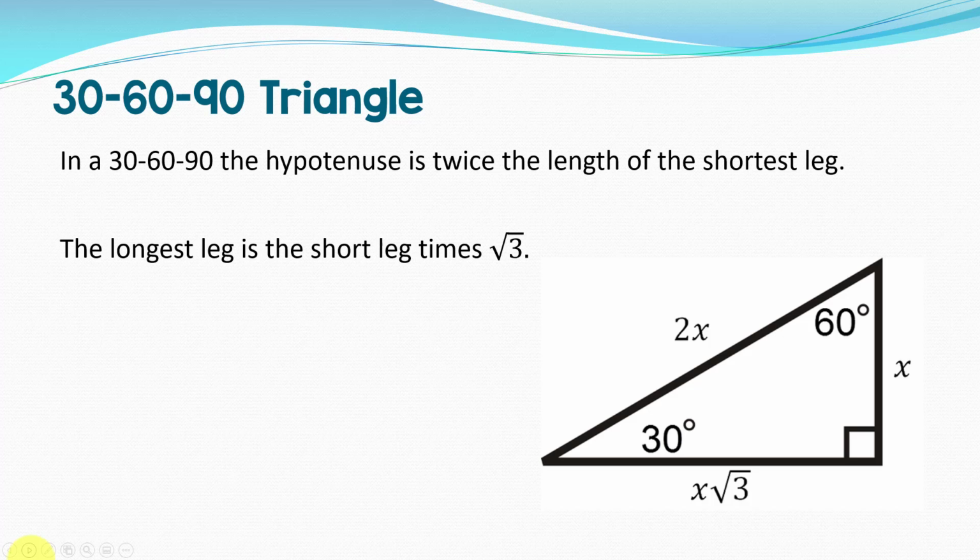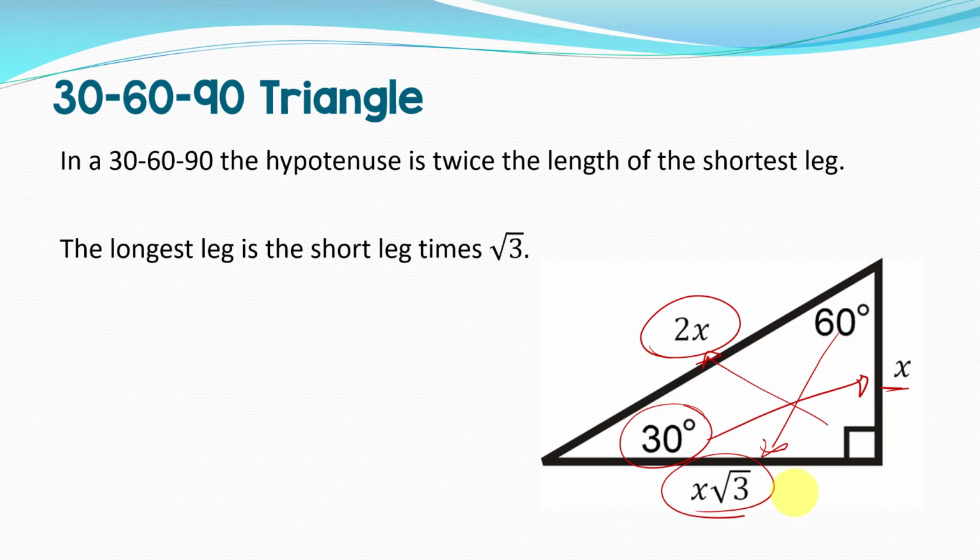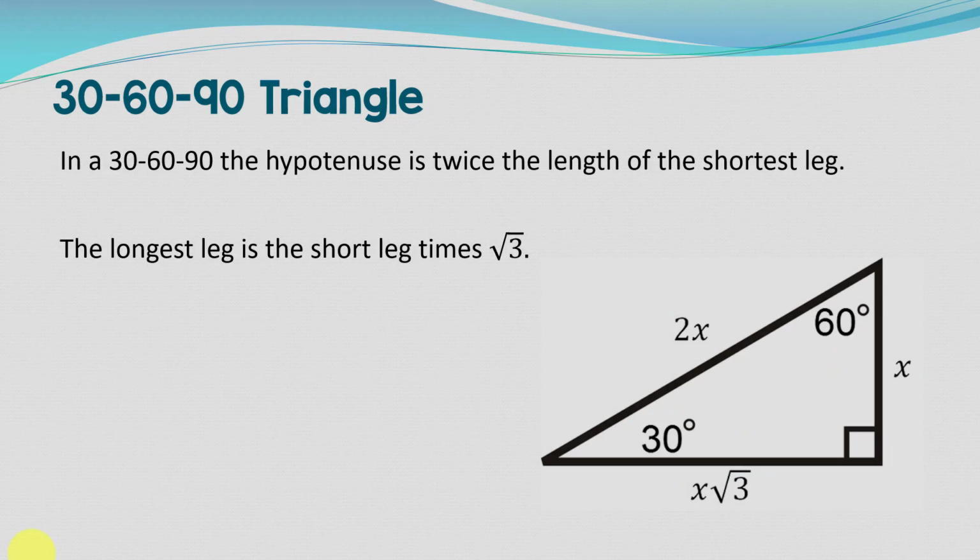All right, let's look at a 30-60-90 and those relationships. So again, the short side is always going to be across from our 30-degree angle. Our long side is always across from our 60-degree angle, and then the hypotenuse is always there. So the hypotenuse is always twice the short side, and then the long side is always the short side times square root of 3. So your goal is to figure out what x is when you do these problems.